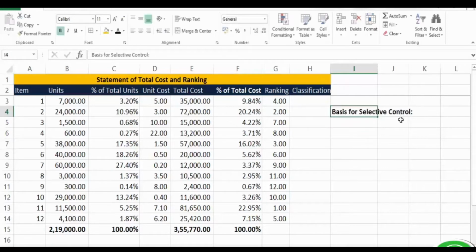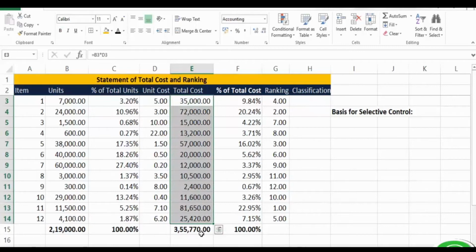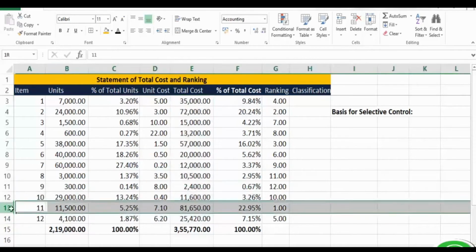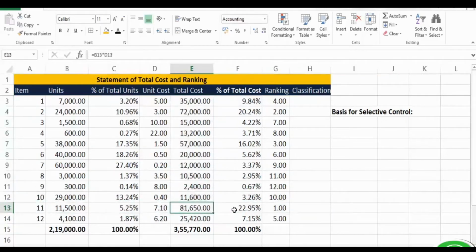So how to do that? Let's take the cost as the basis because we are not given the other criteria. If you notice, item 11, the investment is something like 81,000. That is item 11, which is rank number 1. Rank number 2 investment is 72. Rank 3 investment is 57. Rank 4 investment is 35. So there's a wide gap between 3 and 4.